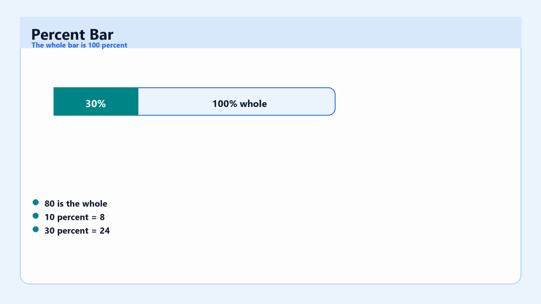Your routine is label part, whole, and percent. For percent change, label change, original, and percent. Then set the proportion and solve. The big idea is this. Percent is a part-whole ratio with 100 as the reference whole.